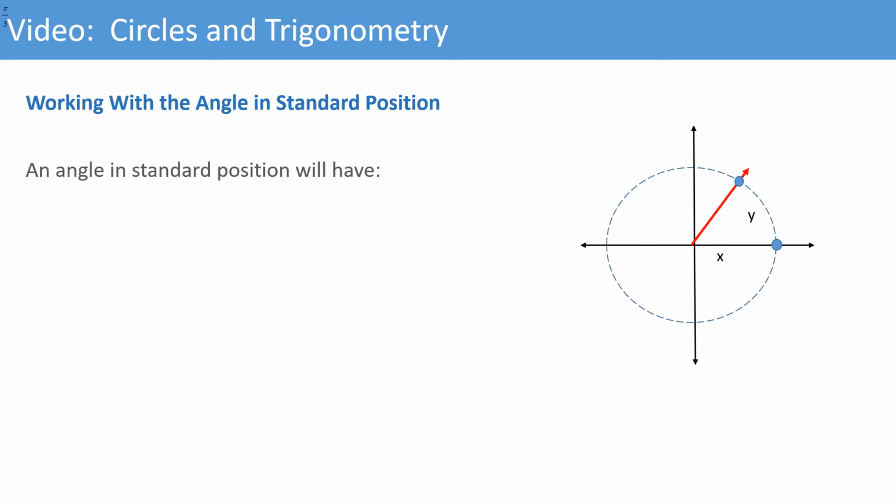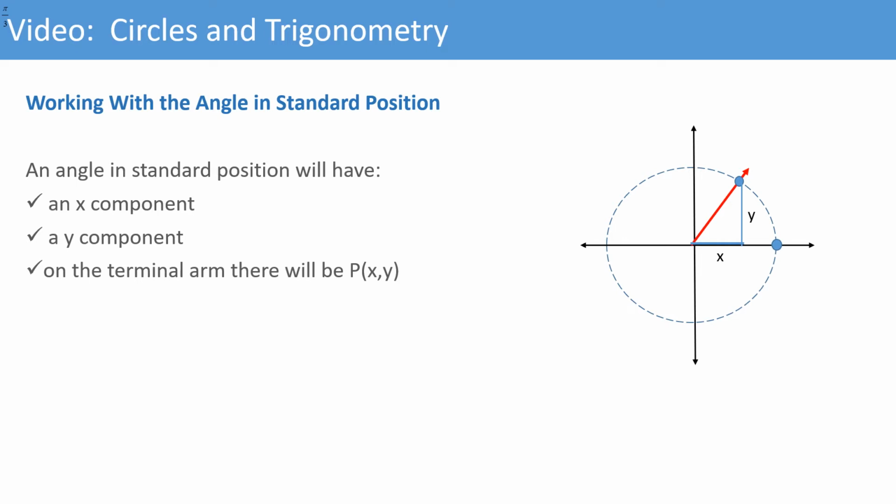Working with angles in standard position. An angle in standard position will have an x component and a y component. On the terminal arm, there will be a point P with coordinates x, y, and an r component, which represents the radius.